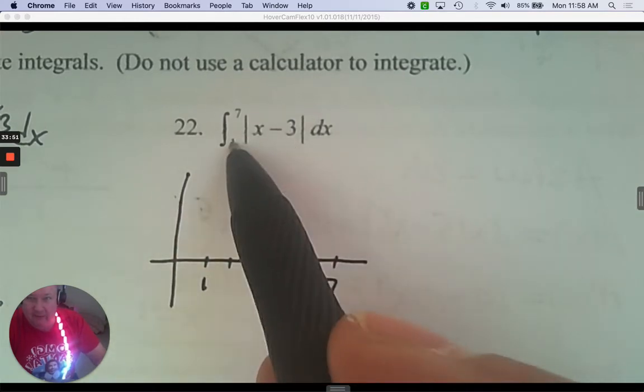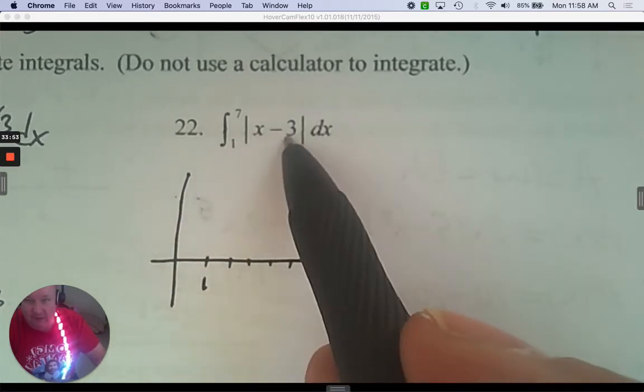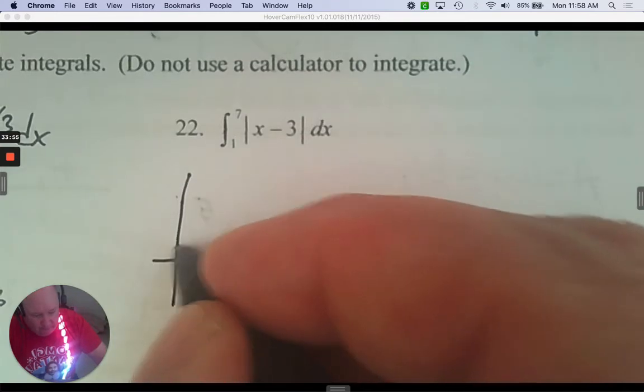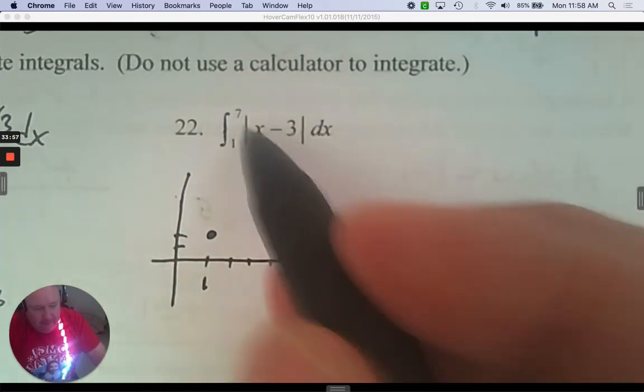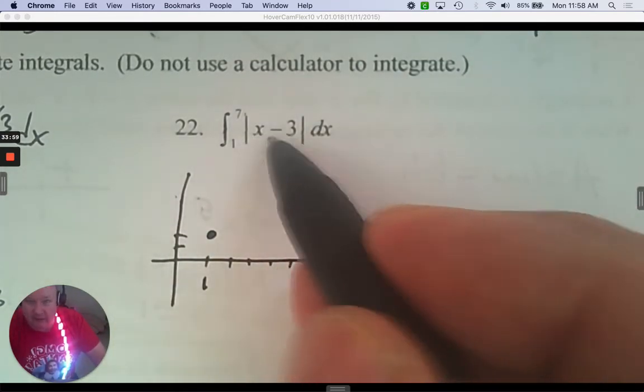So the graph here, plug in positive 1. 1 take away 3 is negative 2, and the absolute value of negative 2 is positive 2. 7 take away 3 is 4.